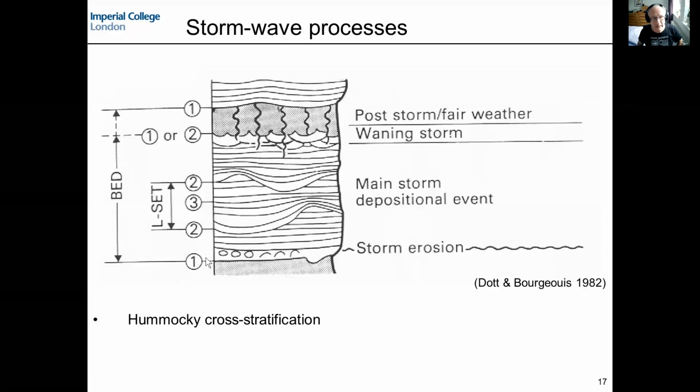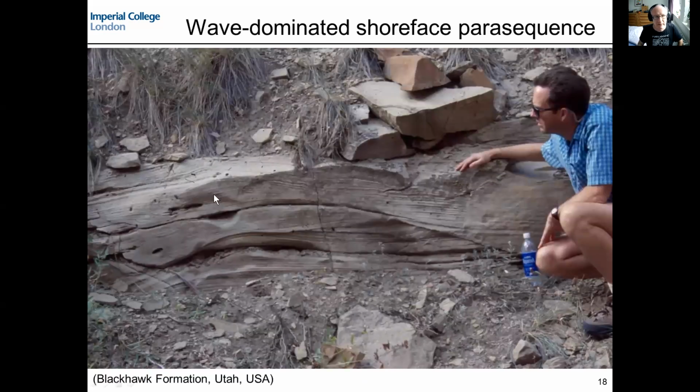So in an idealized bed, we have an erosion surface. We might have some coarse grain material lining that erosion surface that's too coarse to be picked up by the storm waves. Above that, we have Hummocky cross stratification, and then at the top of the bed we have wave ripples and bioturbation. These sort of wiggly lines are indicating burrows. And that's what we're seeing in this diagram here.